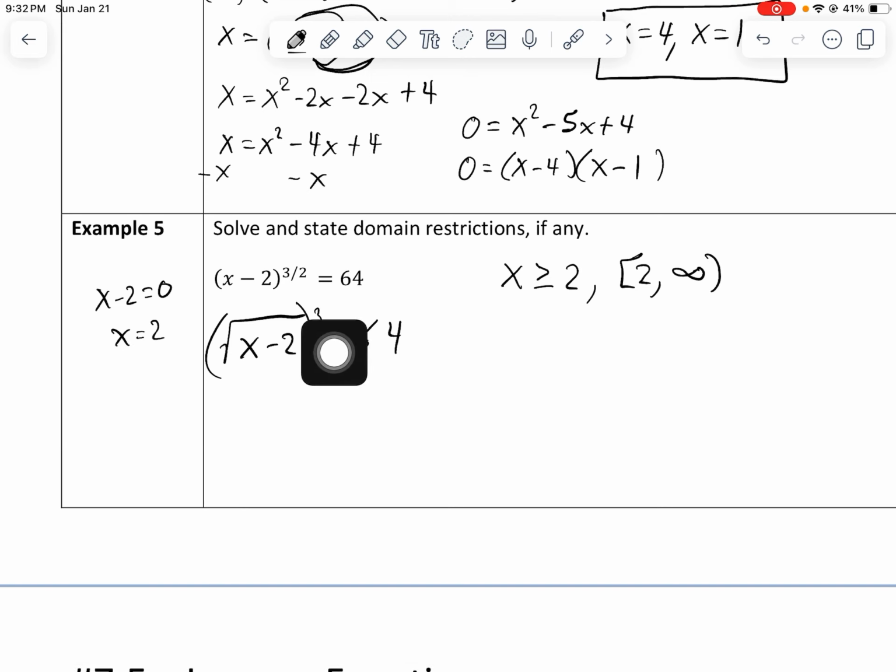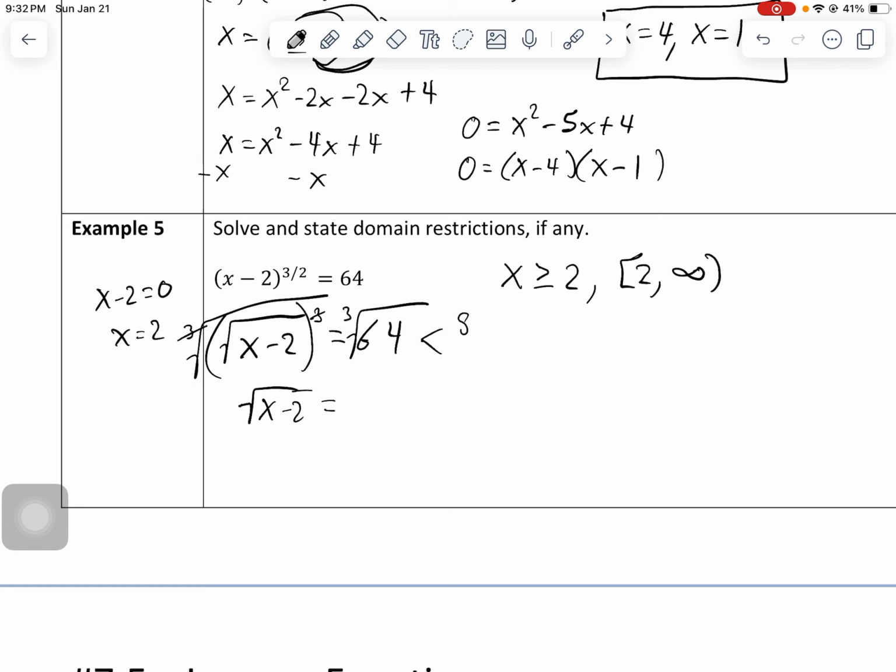Now to undo this one, to undo a cube, we actually have to take the cubed root of both sides. And this problem is going to work out really nicely because 64 is a perfect cube. Here, our cube and our cubed root would leave us with the square root of x minus 2. And then the cubed root of 64, that's 8, actually, let me do it this way. 4 and 16, and then 16 breaks into 4 and 4. It's a perfect cube, so I just wanted to shortcut that.